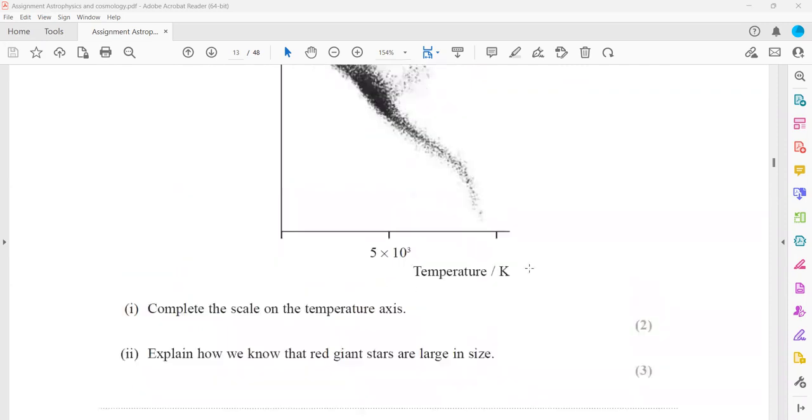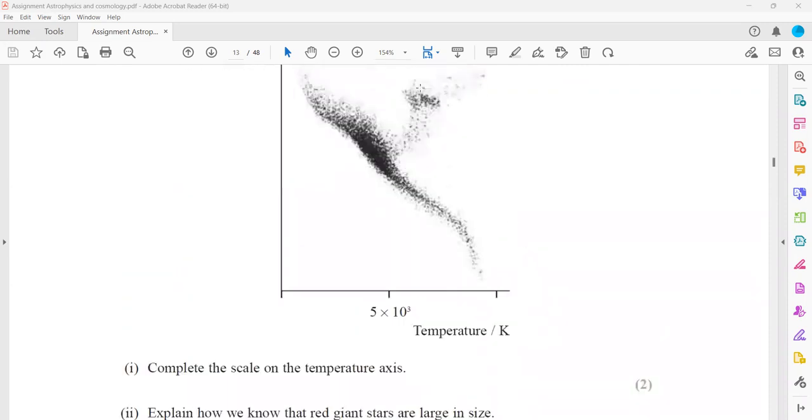Complete the scale for temperature. It's always like double and half, and it is always in a decreasing order. So this will be double of that, so this will be 10 into 10 to the power 3, and this will be half of that, so 2.5 into 10 to the power 3. Always it's like this. For example, if this scale we want to complete, and they say this is 6,000, this will be double of that, 12,000, and this will be half of that, 3,000.